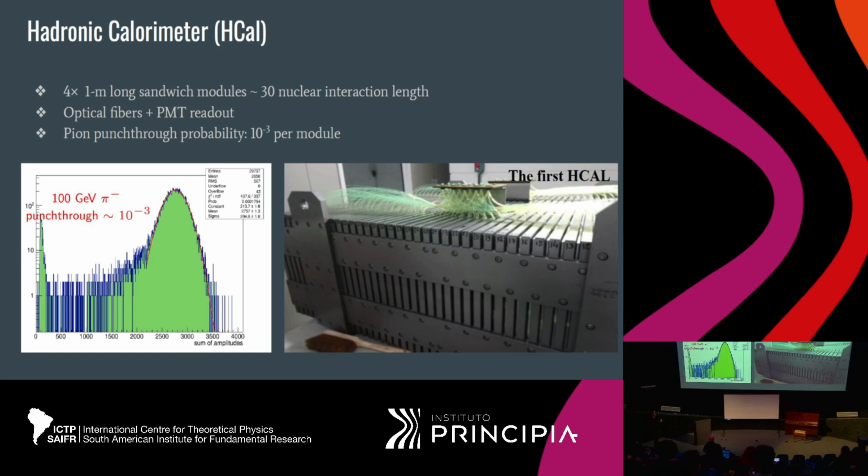So this is a way to evaluate how many hadrons cross the 1 module without having their interaction and depositing their energy. And since this number is of order 10 to the minus 3, you can easily evaluate with 4 of these modules in a row the probability to have such an event, which would be the background, and it is basically 10 to the minus 12. So this is a large enough HCAL for NA64.